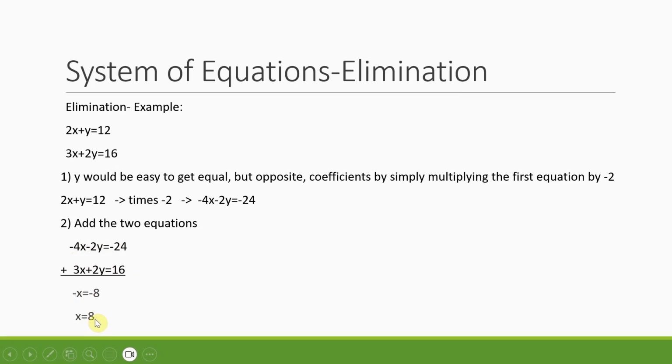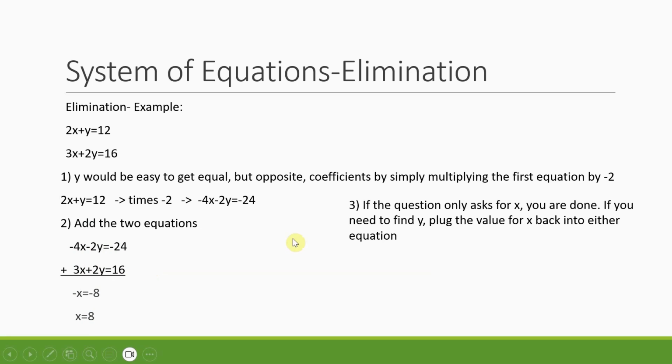Or x is 8, which remember is the exact same answer we got with substitution. So as you can see, this math got really easy. After I added them, I didn't really have to do anything. It's pretty much solved itself. That's the beauty of elimination. The challenge is getting to this part here, and that does take some practice. But just like before, if the question's only asking for x, I'm done.